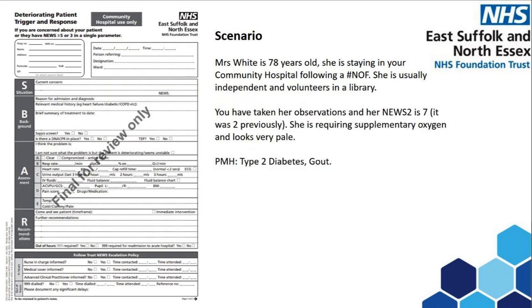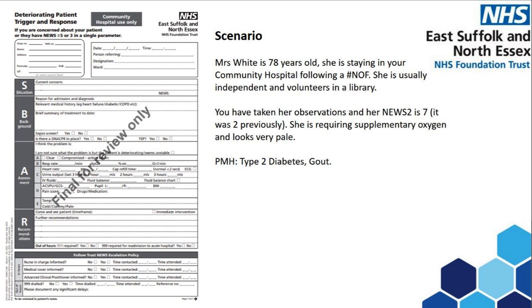So let's look at a scenario. You're looking after Mrs. White and she is 78 years old. She is staying in your community hospital following a fractured neck of femur 2 weeks ago. She is usually independent and volunteers in a library. You have taken her observations and her new score is 7. It was 2 previously. She is requiring supplementary oxygen and looks very pale.